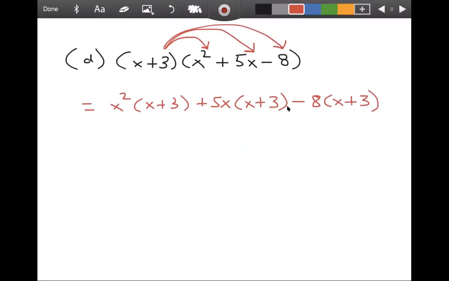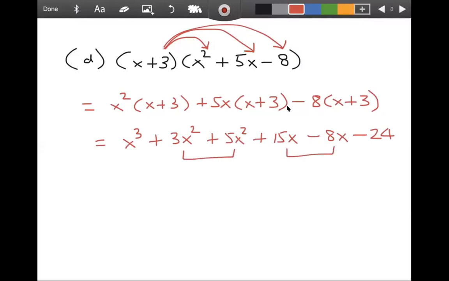All right, and then performing each of those multiplications with the distributive property, you get x cubed plus 3x squared plus 5x squared plus 15x minus 8x minus 24. So now I believe there are two pairs of like terms. There's one here and one here. So my final answer is going to be x cubed plus 8x squared plus 7x minus 24.